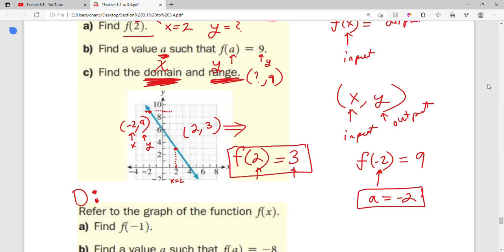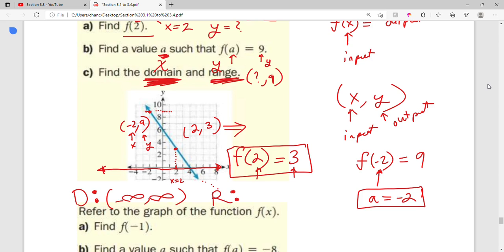I ask myself, how far does it go to the left? Well, if I follow the x-axis, it goes to the left forever. This graph goes forever to the left. If I go to the right, well, this arrow here goes down, but it still goes to the right forever. So the domain is negative infinity to infinity. It goes to the left forever. It goes to the right forever. That's our domain.